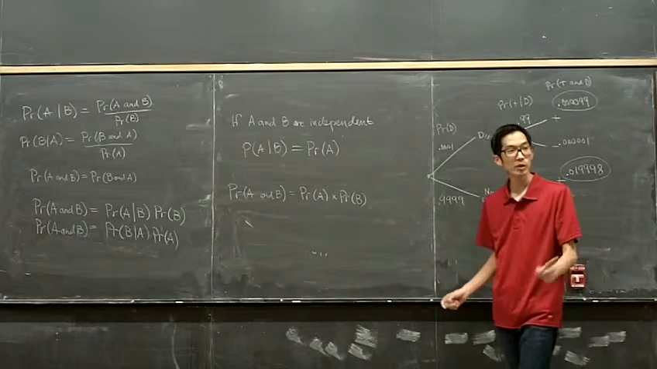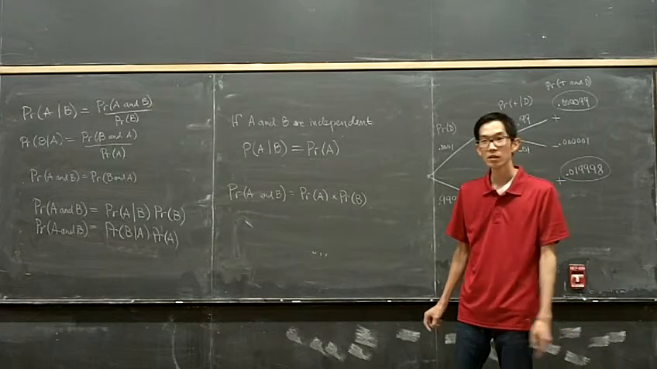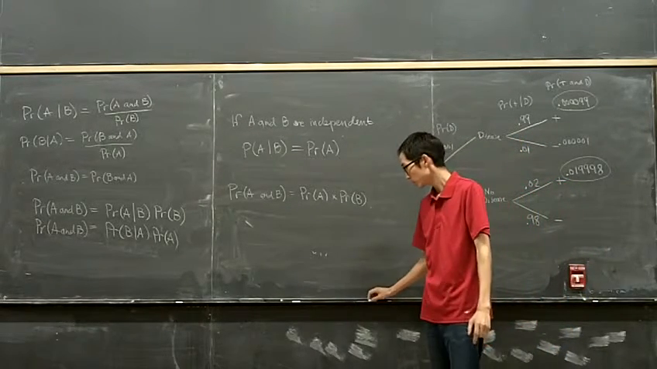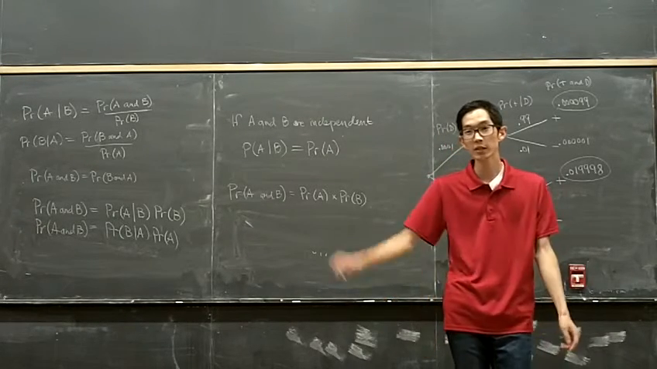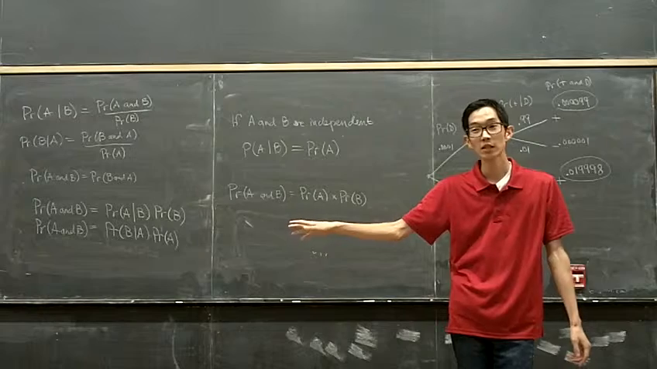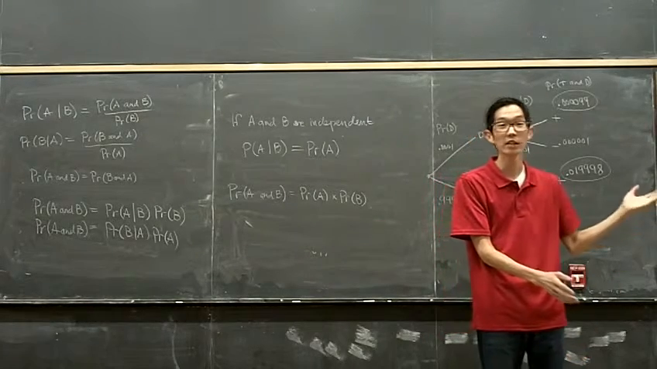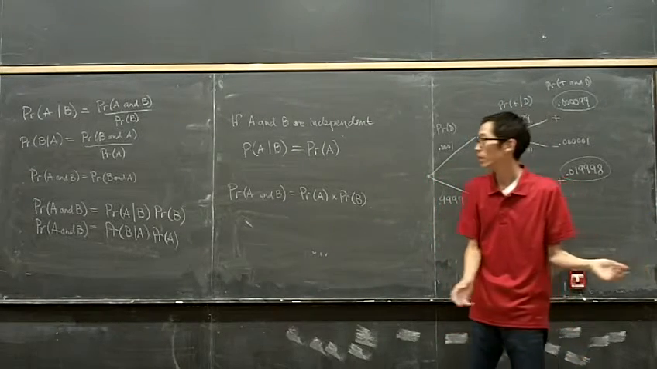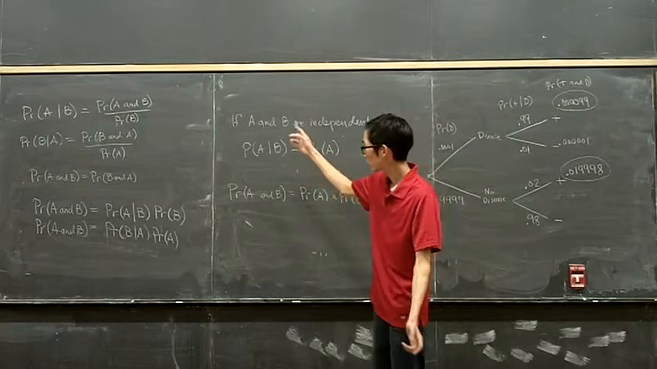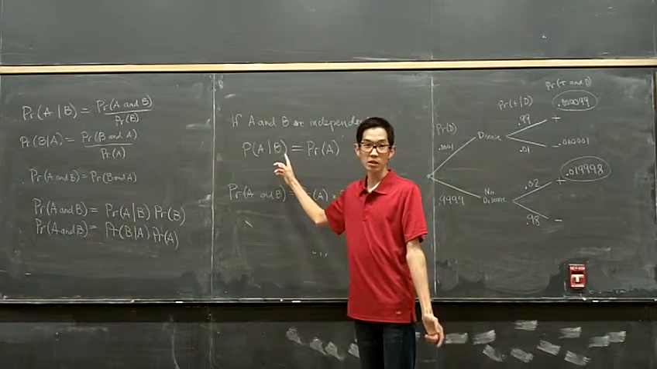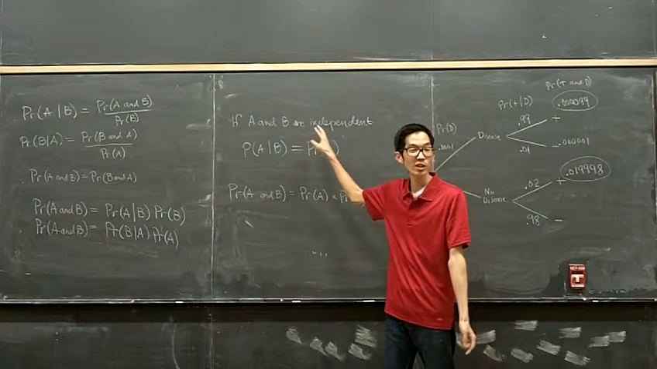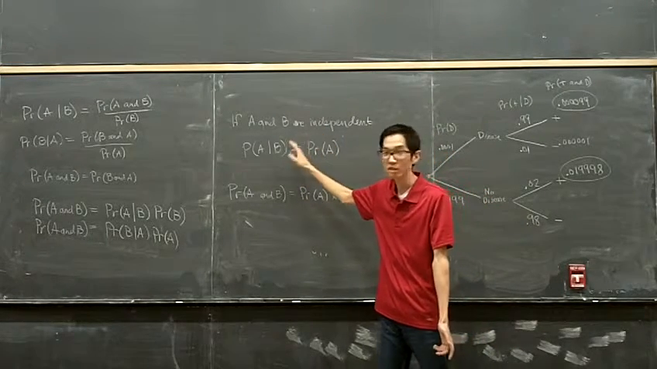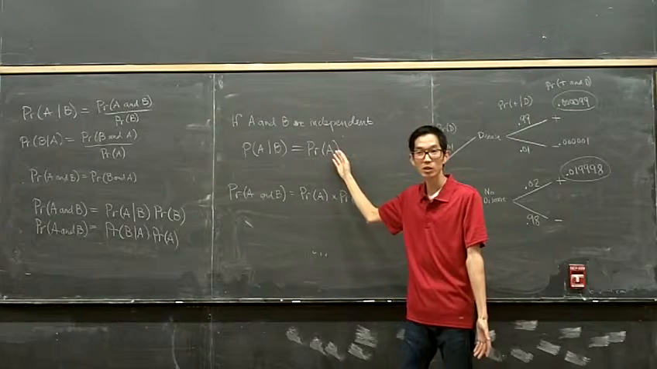Let's think about what that means. What does it mean to be independent? It means the outcome of one event has no influence on the outcome of the other event. So, the probability of A given B is just the probability of A. Knowing the outcome of B doesn't influence what this number could be.